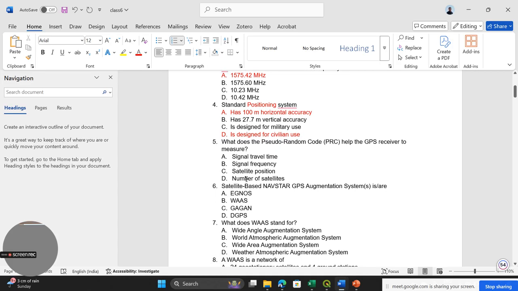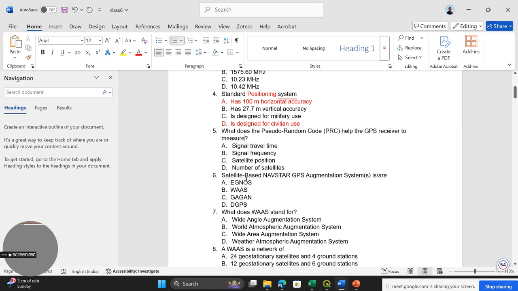What does the pseudo-random code help the GPS receiver to measure? So what do we measure through the signals which we are getting from GPS? What I talked about is two methods, the pseudo random number or code which we are receiving through these signals. So that will help us to determine what? Exactly. It will help us to find out the travel time.